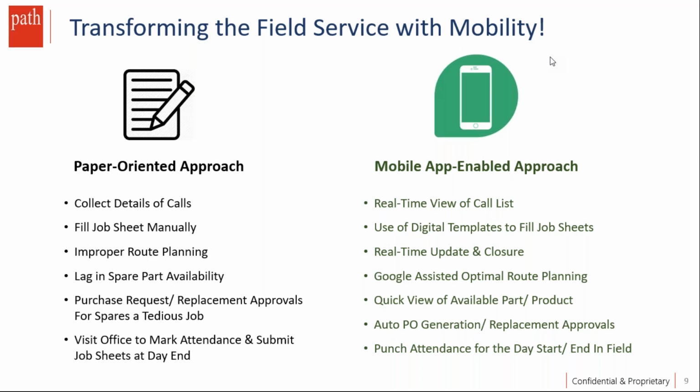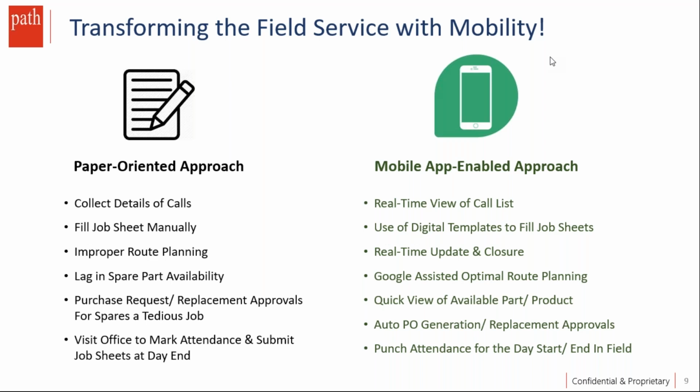Real-time update and closure. You know for sure whether the call is open or closed in real time, without any lag. You have Google-assisted optimal route planning. So instead of relying on your brains to find the best route, the system will automatically tell you the best route, and then by selecting the calls you can plan your route ahead. You can also have a quick view of available parts and products, be it in your own kit bag, the service center, or for that matter the warehouse.